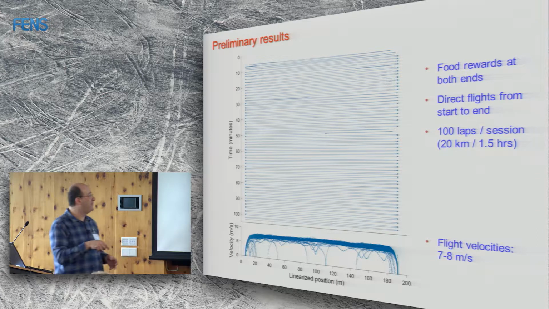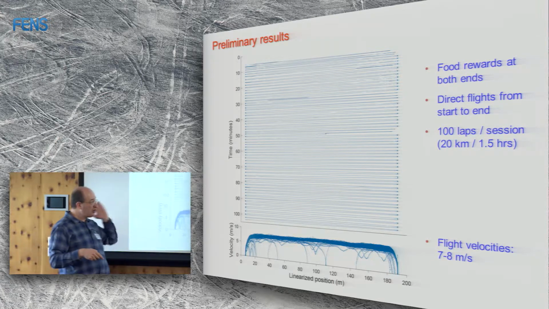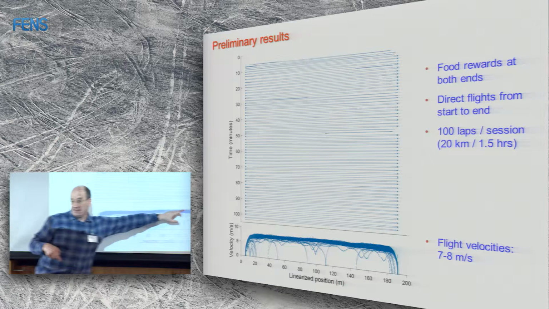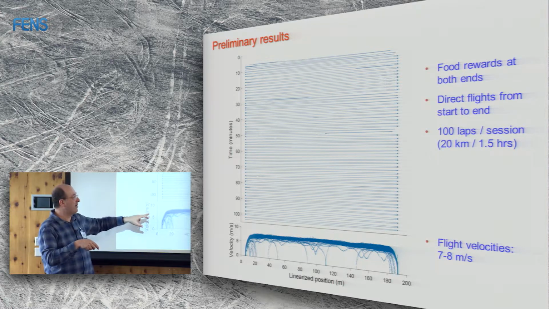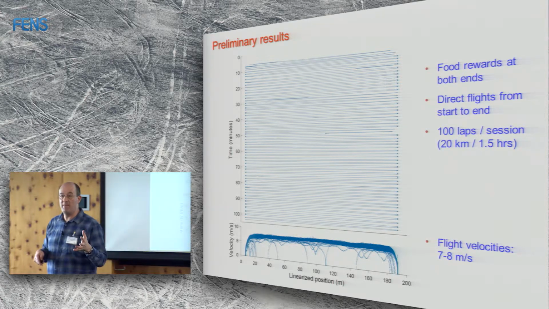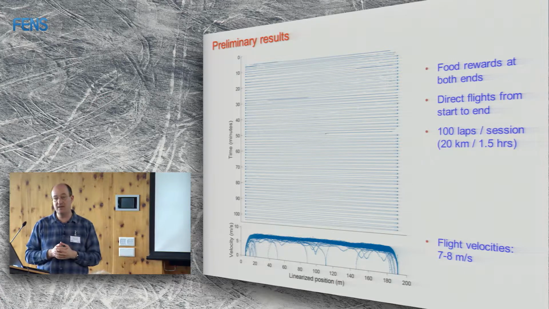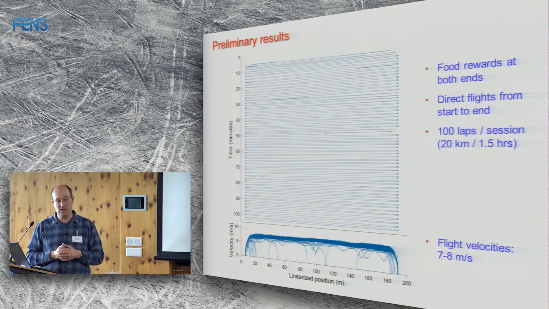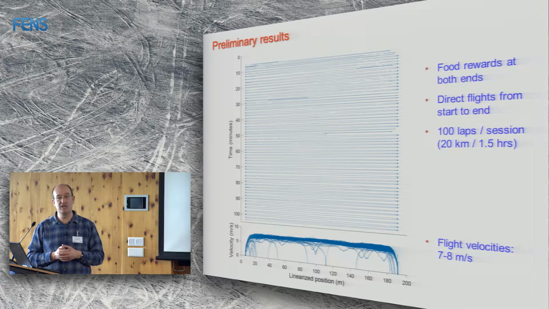But they also fly very fast. In this case, also very stable. You see very stable speed, in this case 7 or 8 meters per second. We had some days and some bats that fly more than 10 meters per second. This is 40 kilometers per hour. This already gets very close to what they do outdoors.